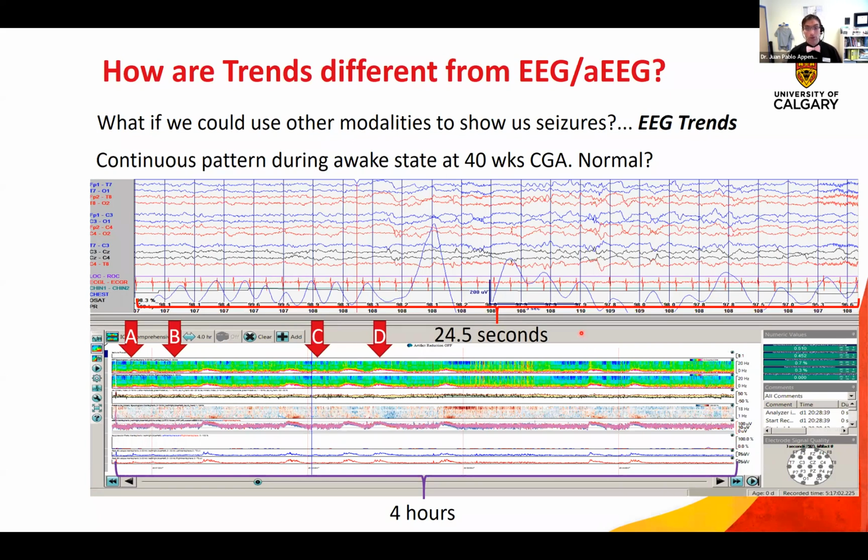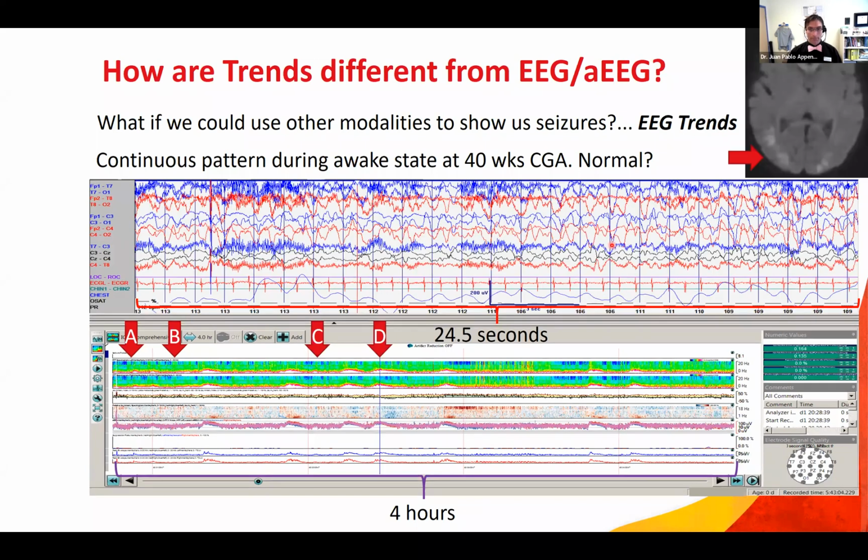However, if we would have been able to use other trends that are not really conventionally used in the NICU, but I'm loving it because it gives us a lot of information, we would have been able to see easily some of those seizures. And you can see how clearly the seizures were seen in some of the trends, but not all of them. And why?